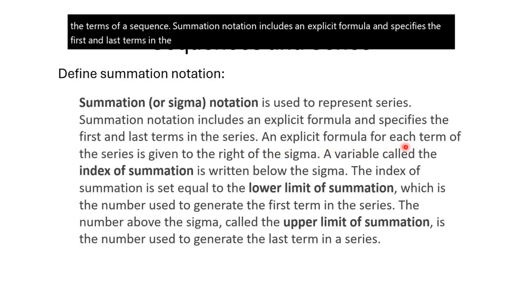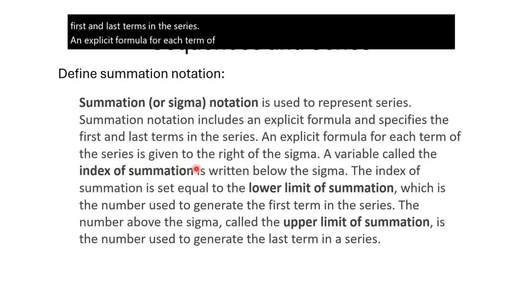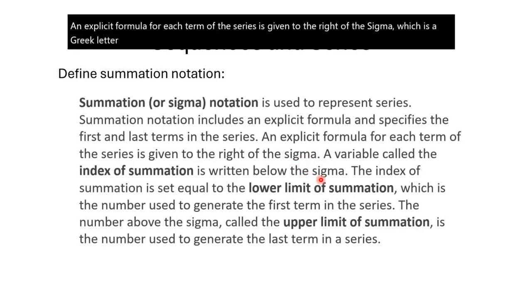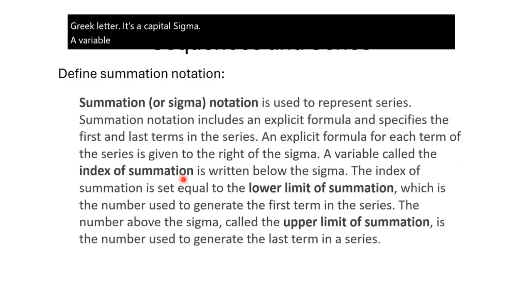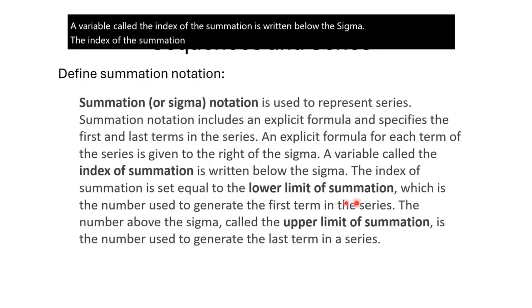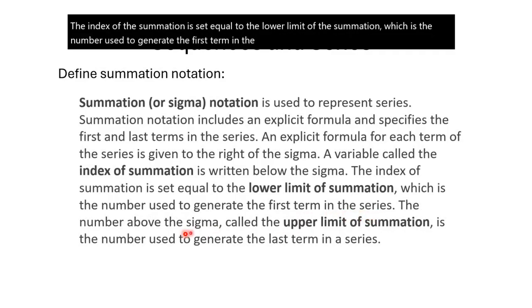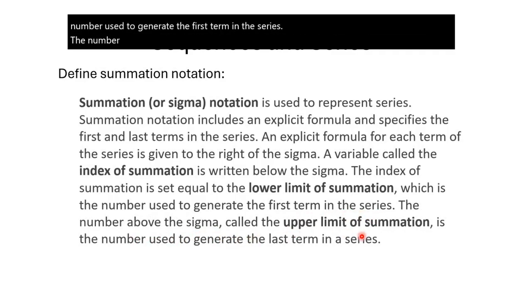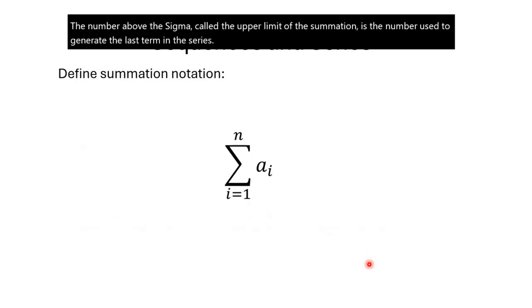An explicit formula for each term of the series is given to the right of the sigma, which is a Greek letter, a capital sigma. A variable called the index of the summation is written below the sigma. The index of the summation is set equal to the lower limit of the summation, which is the number used to generate the first term in the series. The number above the sigma, called the upper limit of the summation, is the number used to generate the last term in the series.